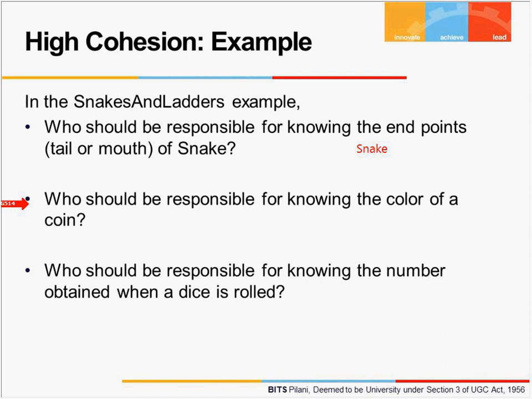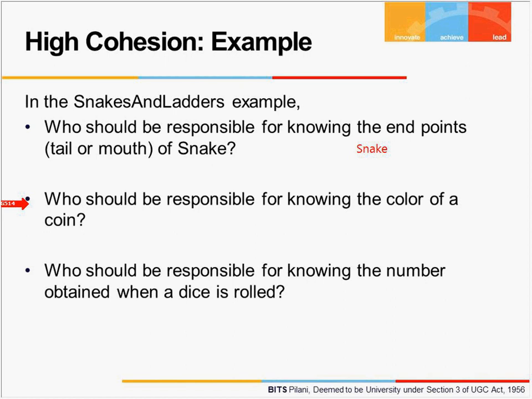Who should be responsible for knowing the color of the coin? Yes, the coin itself. The player, which colored coin I own? Which color will be there with the coin itself? Every instance of the coin will know its own color. Actually, the attributes of the coin itself. Coin knows its color. Do I want a third class to know its color?